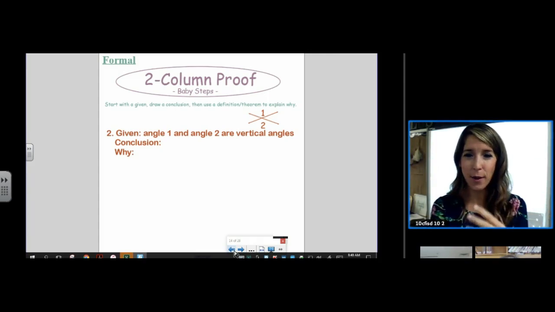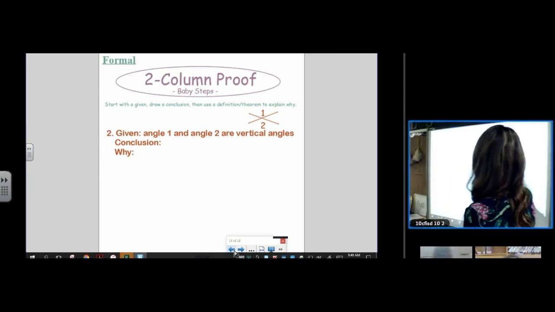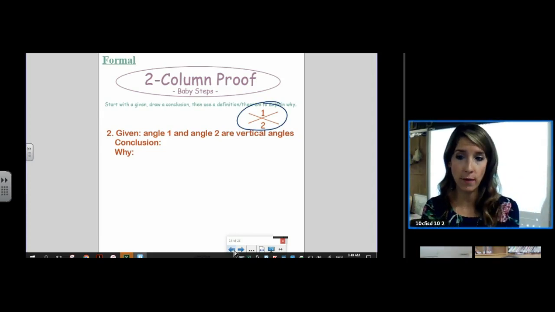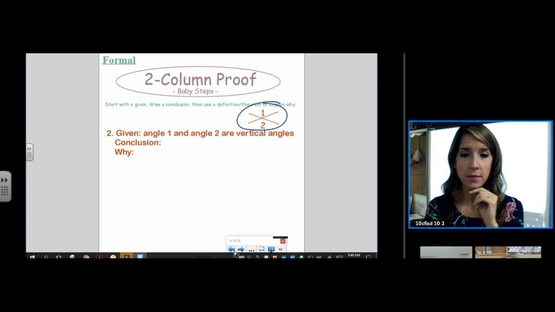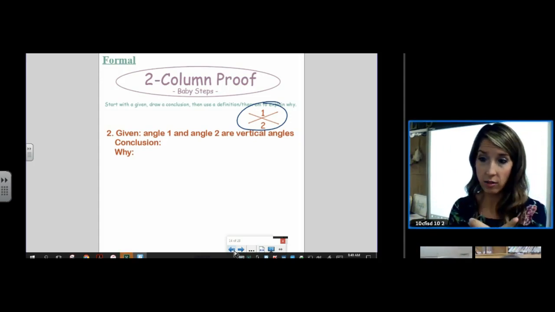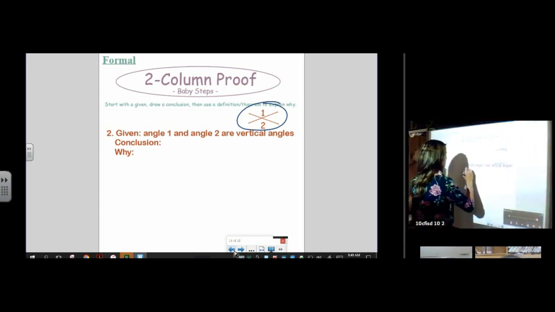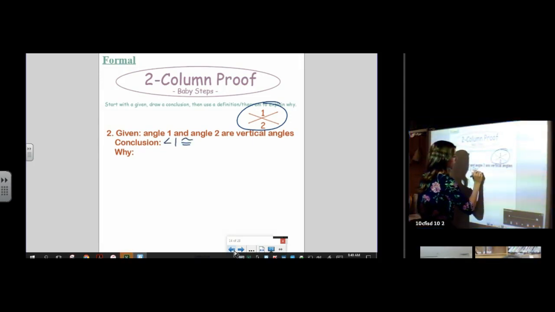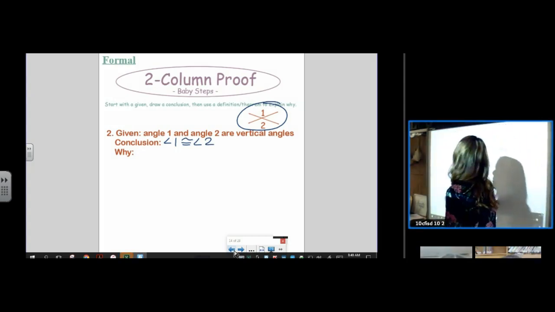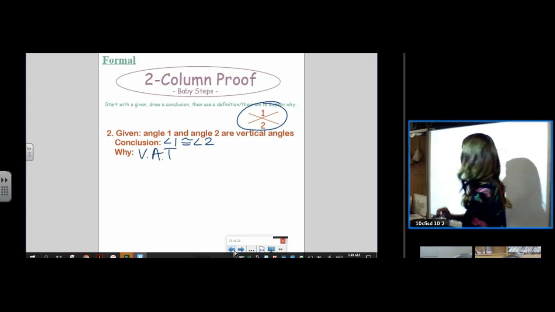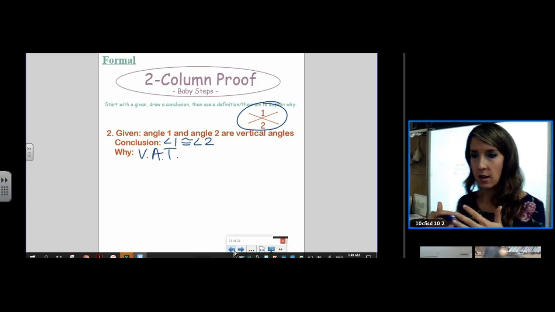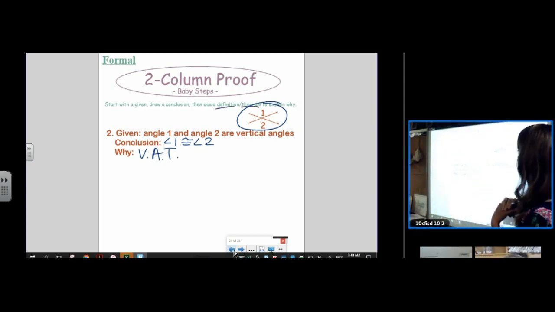Angle 1 and angle 2 are vertical angles. So this one, they gave us information, but they also gave us a picture. Sometimes part of your given is going to be a picture to reference. You didn't need that picture. But anyways, what's the conclusion? Good. The conclusion is that they're congruent. The conclusion is angle 1 is congruent to angle 2. The reason is the vertical angle theorem. Good. So our conclusion is something about those angles, and then the reason is where we put the definition or the theorem.